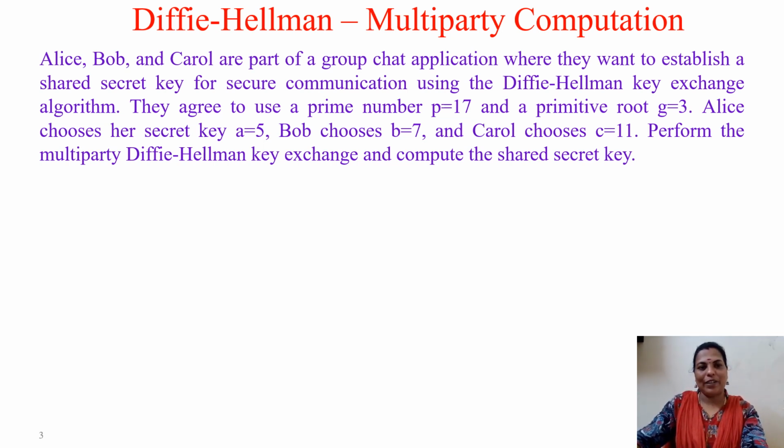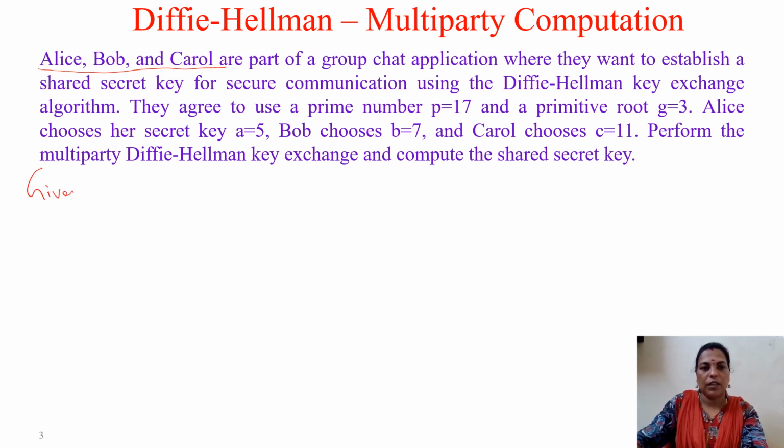So here, for simplicity only, I have taken the same users, Alice, Bob and Carol, who are part of a group chat application where they want to establish a shared secret key for secure communication using the Diffie-Hellman key exchange algorithm. They agree to use the prime number p equal to 17. So what are the things given? What are the values given?